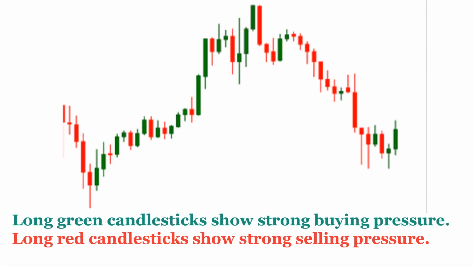Candlesticks reflect price movement like bar charts. When you see a series of candlesticks, you'll see that the bodies and wicks can be long or short. When the body is short, it means that there was not a big difference between the opening and closing price, meaning there's not a lot of volatility. And when the body is extended, it means that there was a larger difference between the opening and closing price. Long green candlesticks show strong buying pressure, and long red candlesticks show strong selling pressure.